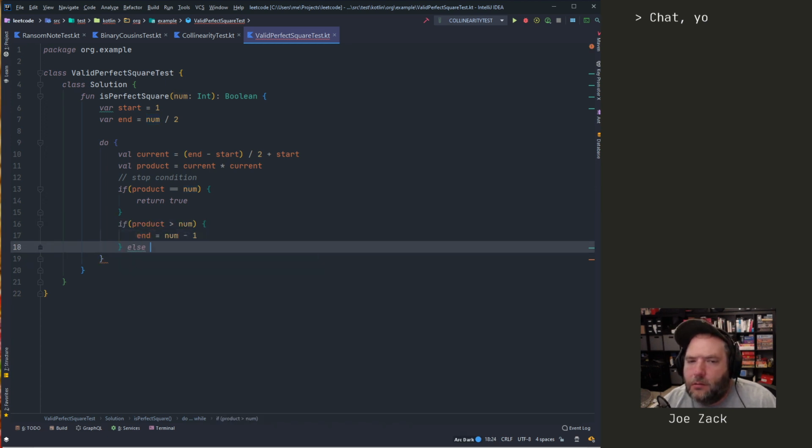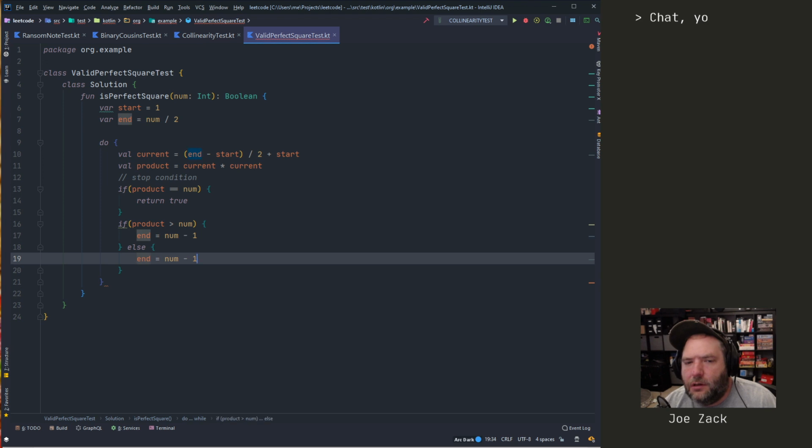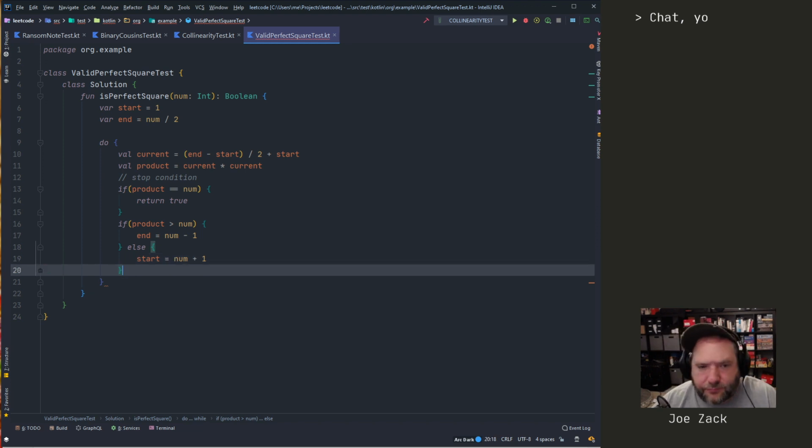And do you need else there? Else. We don't need to check this because we already checked if it's equal. So now it'll be start equals current plus 1, and that'll move us to the right.